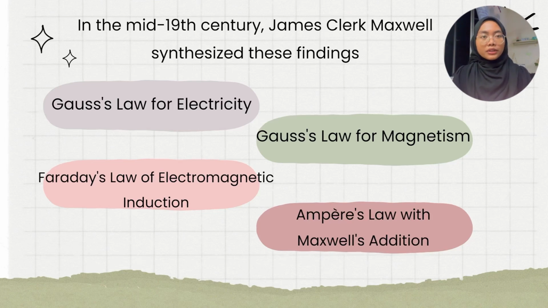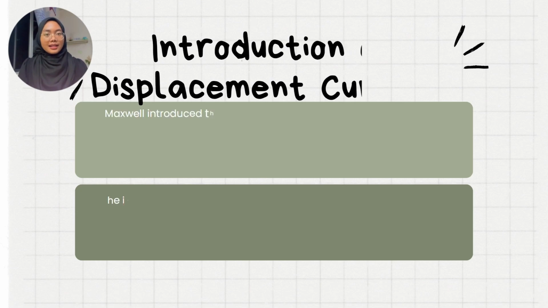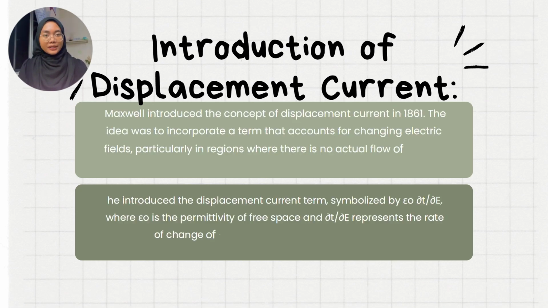However, Maxwell's equations were not complete. They successfully described the relationship between electric and magnetic fields, but lacked a term to account for changing electric fields in a way that was consistent with the other equations. Let us move on to the introduction of displacement current.